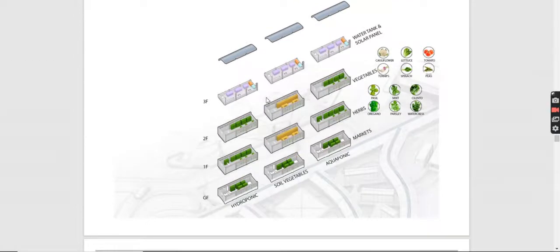Now this is the detail of vertical farming. On the ground floor, the market and the storage. These three buildings have different methods of urban farming, like hydroponics, soil vegetables, and aquaponics. On the first floor, entirely, there are only herb plants. On the entire second floor, only vegetable plants are shown. And on the top floor, there is a solar panel for electricity supply, a solar battery, and the water tank.